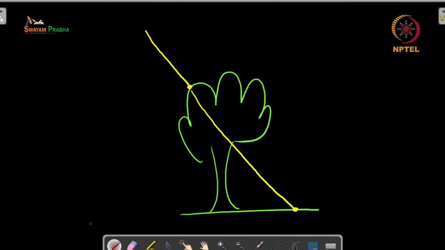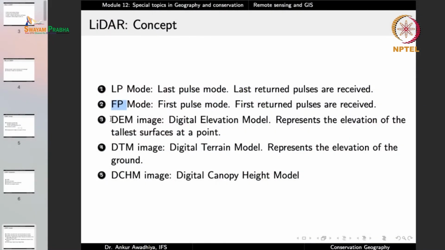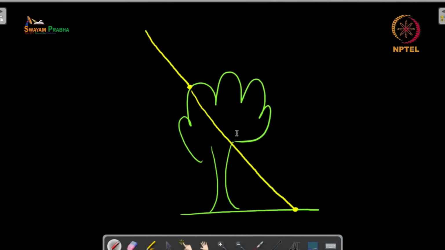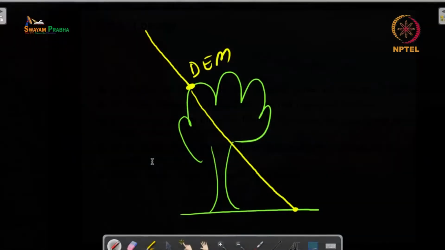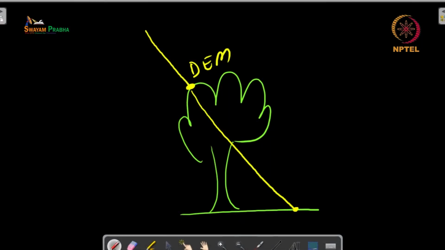So you have these two different returns of the pulses that you have shot, and with both of these we can compute the DEM, the DTM, and the DCHM. Now DEM refers to the digital elevation model, which represents the elevation of the tallest surfaces at a point. That is, we are trying to compute what is this point. So this one will give us the DEM. Similarly, in the case of DTM, we are trying to compute the digital terrain model, which represents the elevation of the ground. That is, in this case, we are trying to compute this point.